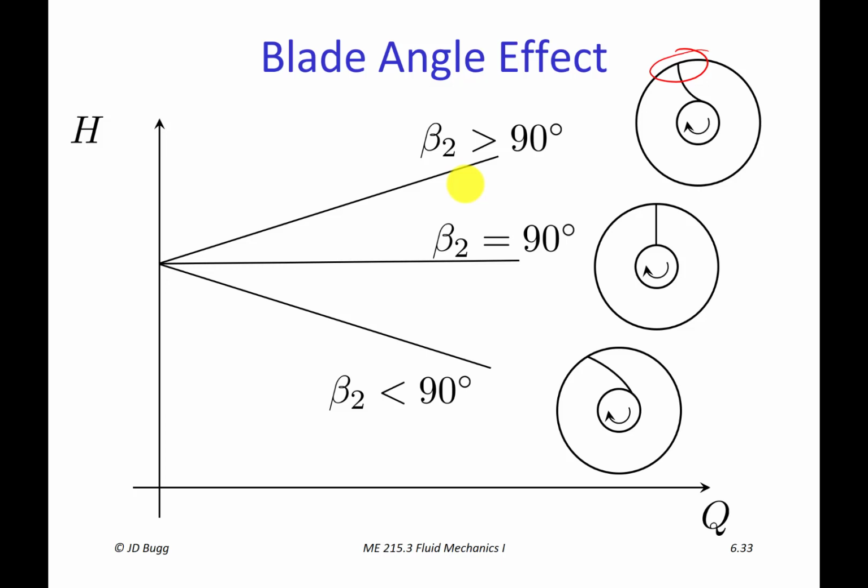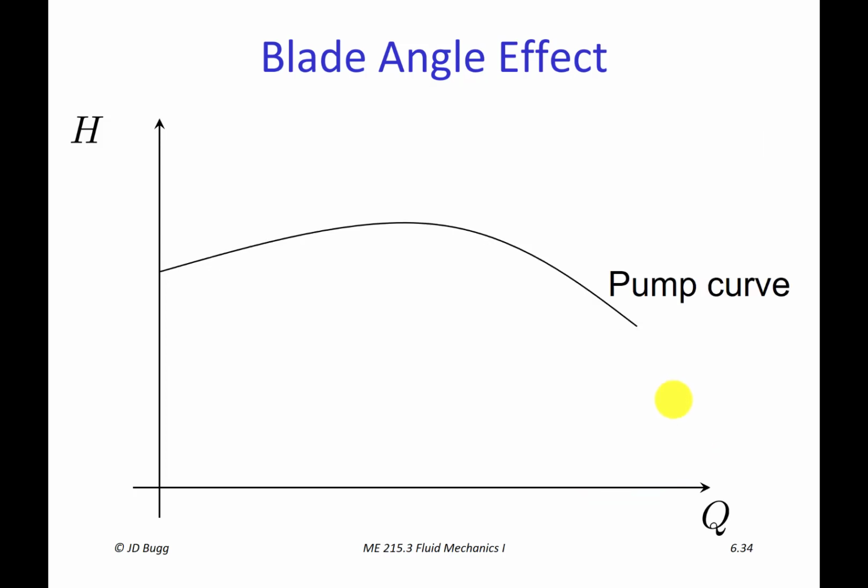So this is the blade angle effect. Backward-facing blade, negative slope to the pump curve. Flat blade, flat pump curve. Forward-facing blade, actually a positive slope to the pump curve. So increasing flow produces increasing head. Now, in reality, most centrifugal pumps are built with these backward-facing blades so that the pump curve looks like this. There's a very good reason for that I want to talk about next. Occasionally there might be one designed like this, but for very special applications.